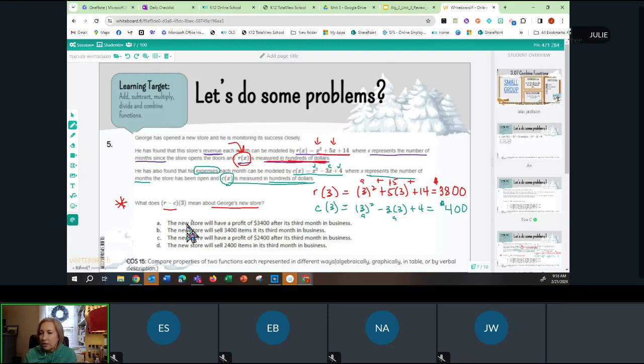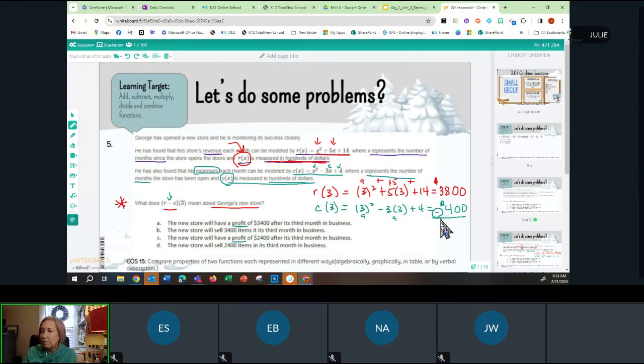So let's read the statements here. It says the new store will have a profit. Okay, that's not revenue. So several of them are talking about profit. How do we find profit from revenue and cost? What do you think? Mathematically, revenue is the money we bring in. Cost is the money that goes out. Elijah's got it. We subtract. And that's what this little subtraction was trying to tell you. When you find profit, you've got to subtract your cost from your revenue, from your money that comes in.